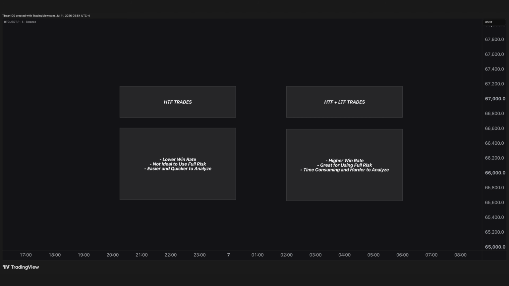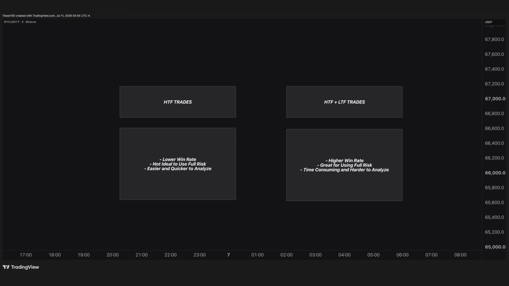On the other hand, combining high and low time frames for traders and trades gives us other benefits and also disadvantages. If you go out there and talk to other traders about combining higher and lower time frame trades, you will notice that they have generally much higher win rates compared to single time frame traders. And with a higher win rate in historical data, you can actually use 100% of your risk, one total R, 1 R. This is the big advantage here.